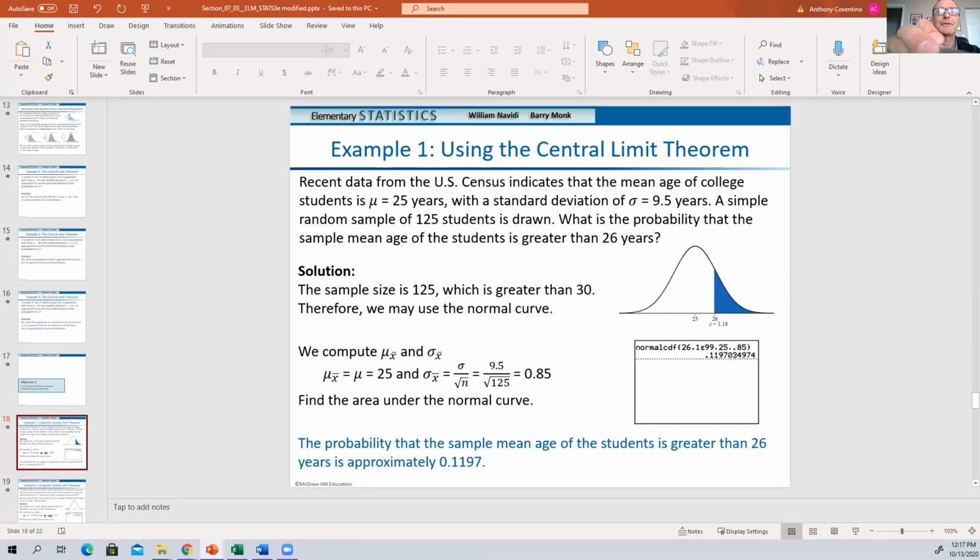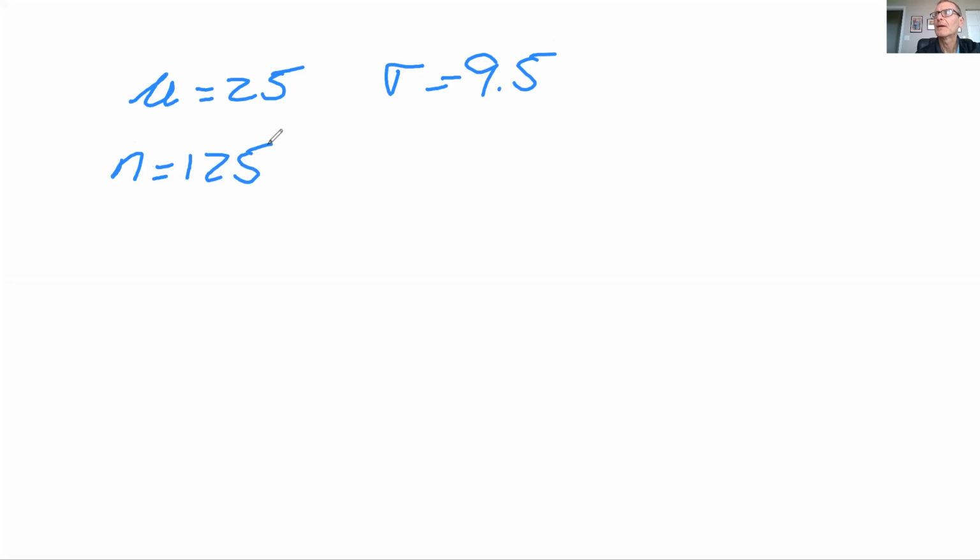So what is our strategy? Let me pull up the whiteboard here. I don't think I hit the right buttons. Let me try again. Here we go. As we said, the mean is 25, and the population standard deviation is 9.5. So what happens here if n is 125? We want to calculate the probability that the mean of this sample is greater than 26 years.